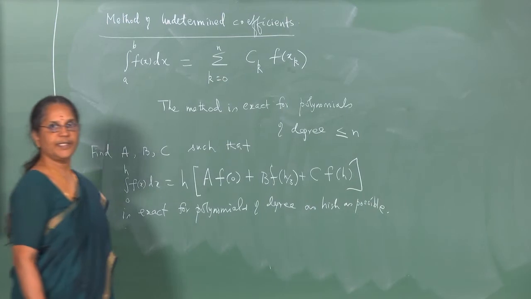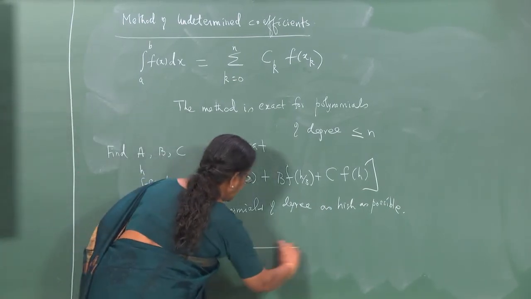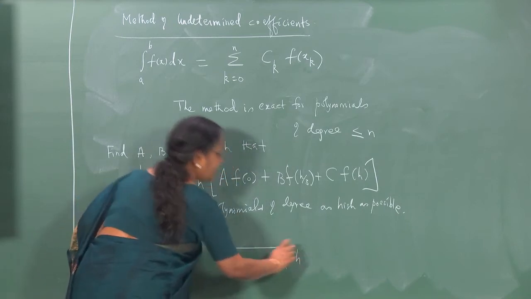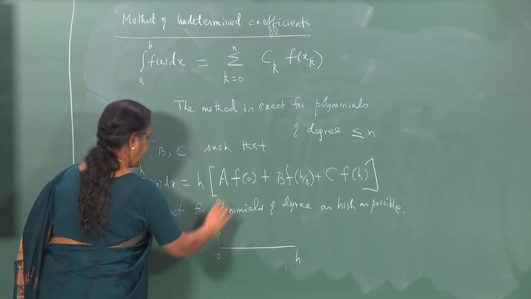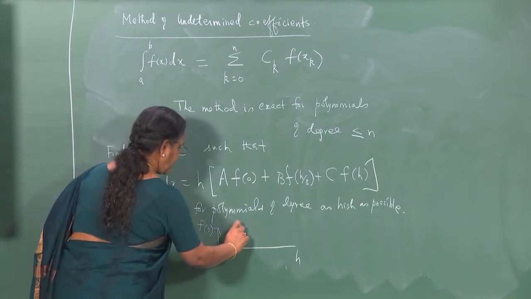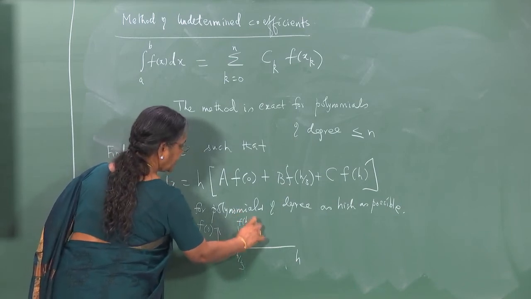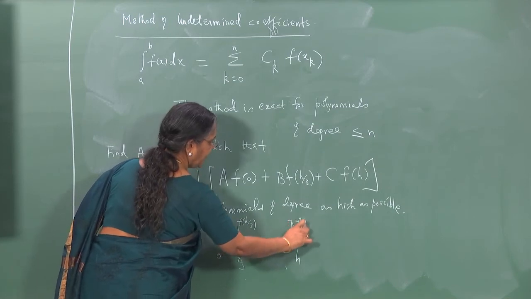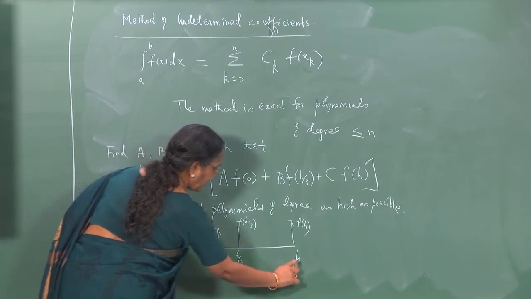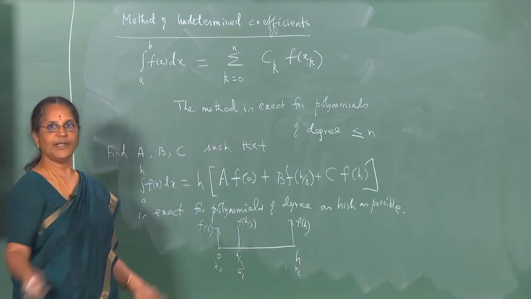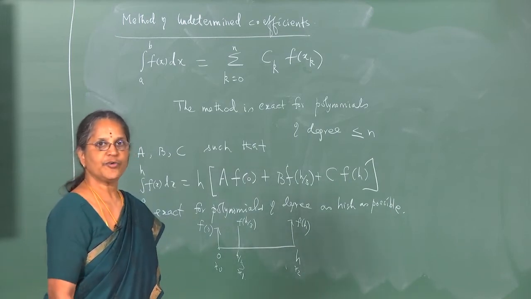As high as possible. And you observe that this interval of integration is from 0 to h. The ordinates that appear here are f at 0 and f at h by 3, and the third ordinate is f at h. So, the points, say x0, x1, x2, are not equally spaced. They are located in that interval, namely 0 to h.